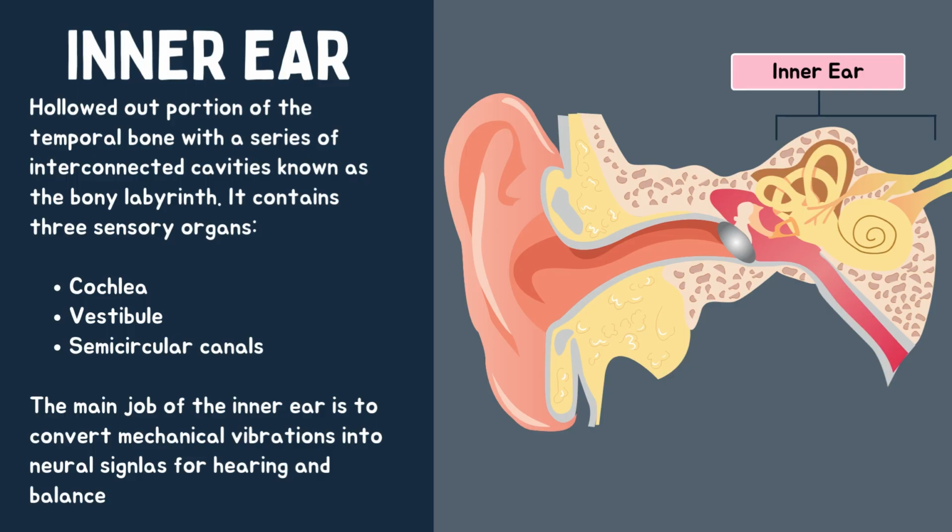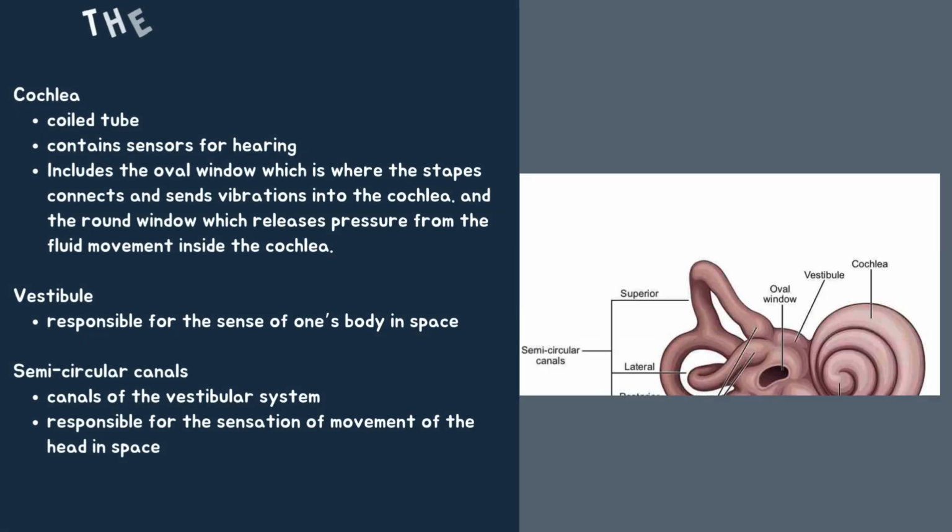On our inner ear, it's located right on the right-hand side, and it's located in a hollowed out portion of our temporal bone with a series of interconnected cavities known as the bony labyrinth. It contains three sensory organs: the cochlea, vestibule, and semicircular canals. And the main job of the inner ear is to convert mechanical vibrations into neural signals for hearing and balance.